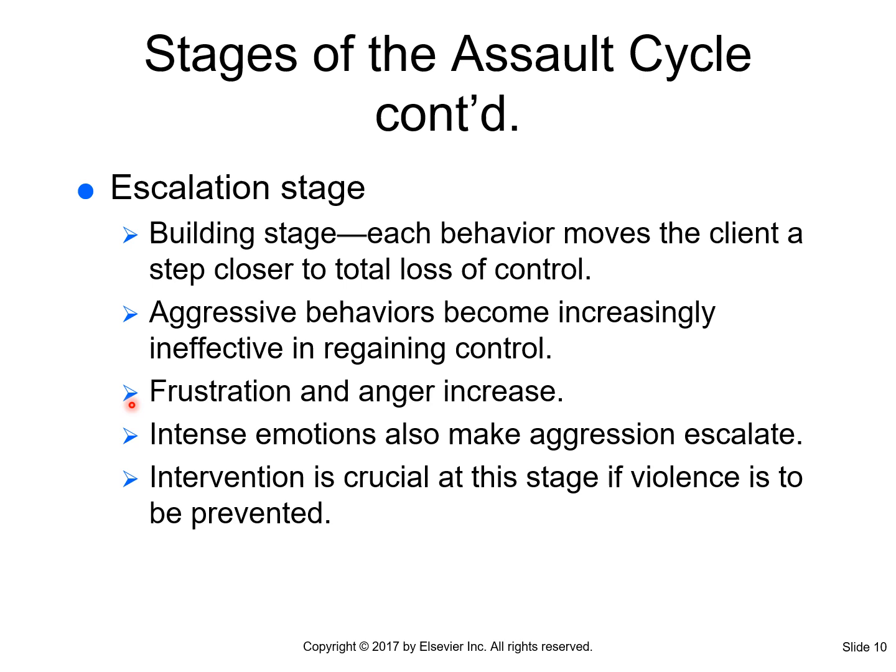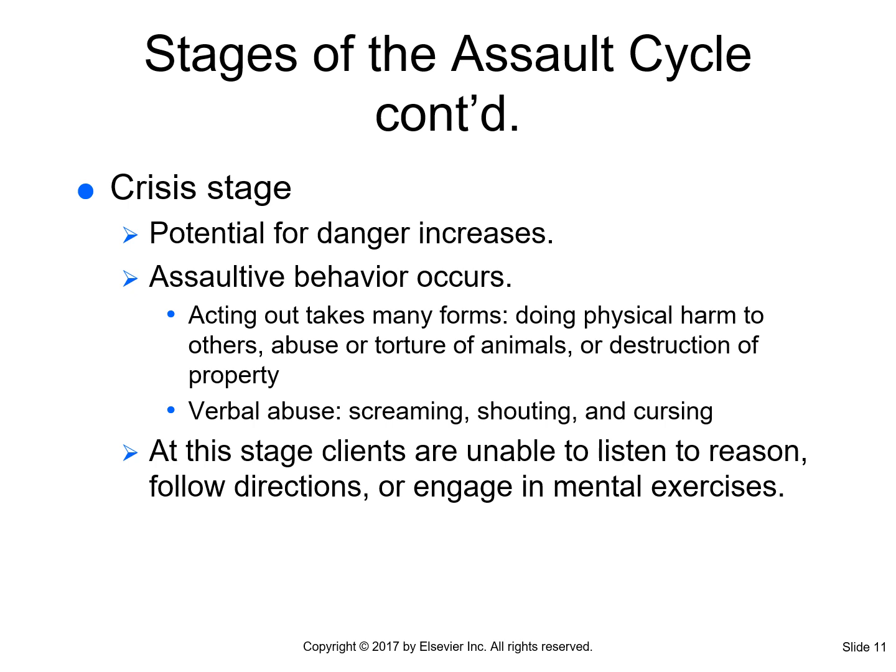Your keyword here: frustration and anger actually increase, right? It's the building stage. All right, now the crisis stage. This is when the potential for danger increases, and this is when the assault behavior actually occurs. Assault behavior occurs as acting out in many forms: doing physical harm to others, abuse or torture of animals, destruction of property, or it may even be just verbal abuse, right? Screaming, shouting, cursing. That is the crisis stage.